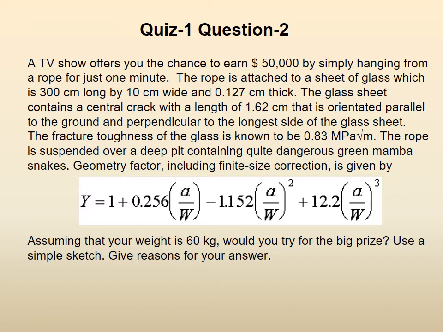Geometry factor including finite size correction is given by this equation, where of course a is the crack size and W is the width of the plate. Assuming that your weight is 60 kilogram, would you try for the big prize of $50,000? Use a simple sketch, give reasons for your answer.